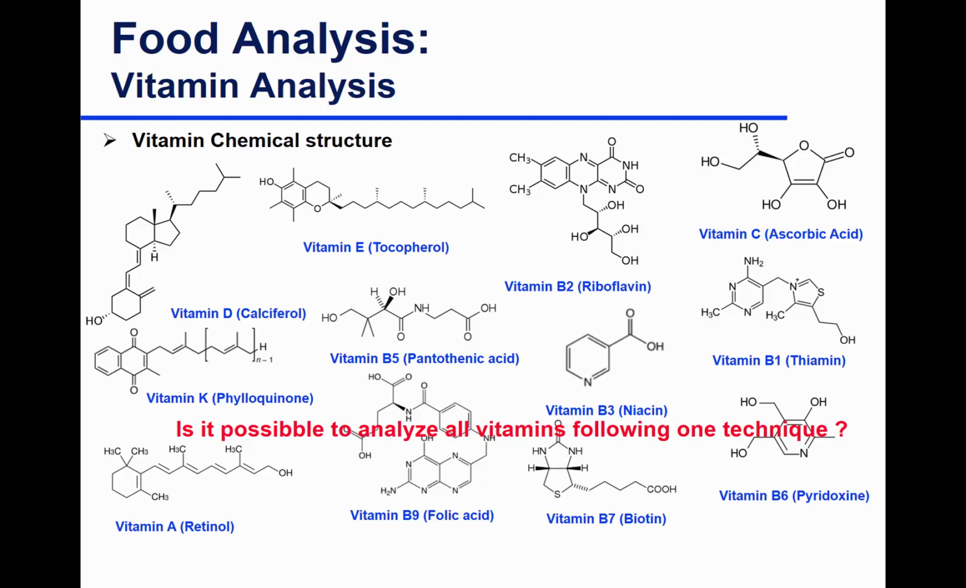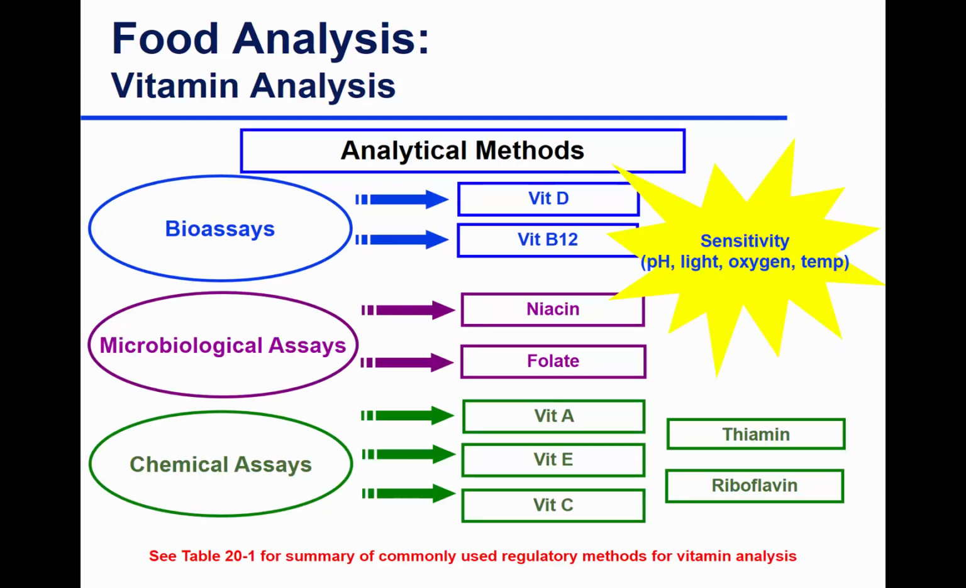Because they are very different, is it possible to analyze all vitamins following one technique? No, it's not possible, due to the diversity, the different solubility and the different reactivity of these vitamins. There are different categories of methods and different methods for each of these vitamins. So we have bioassays, which involve a rat model, an in vivo assay. For example, there are standard methods for vitamin D and vitamin B12.